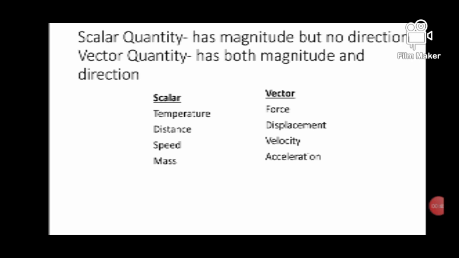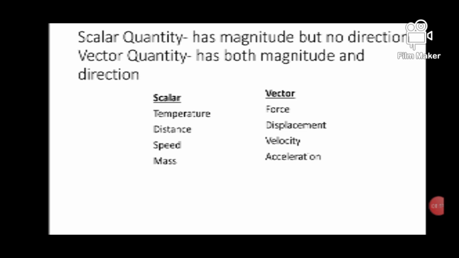A scalar quantity is something that has magnitude but no direction. And a vector quantity is something that has both magnitude and direction.